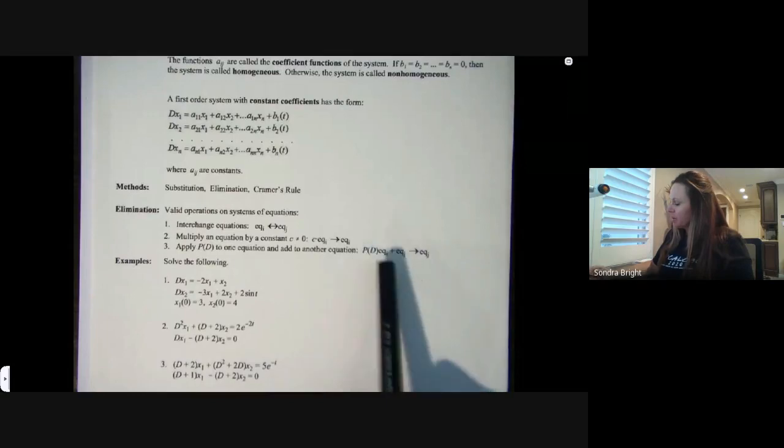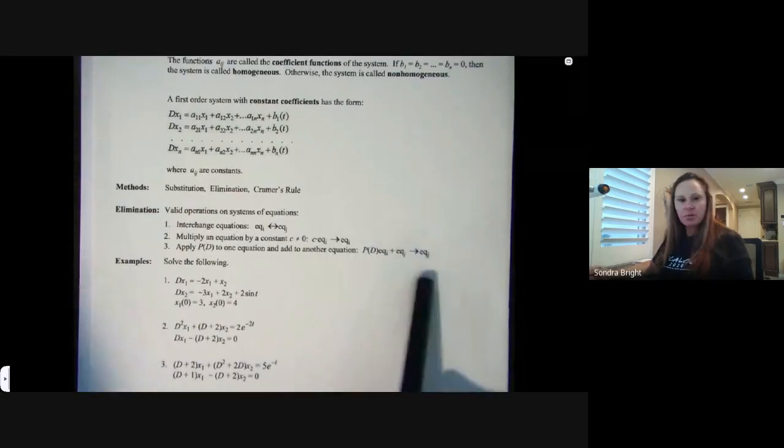Help if I slid this up, right? So you can apply the polynomial operator onto one of the equations, add it to the other, and then that gives you a new equation.